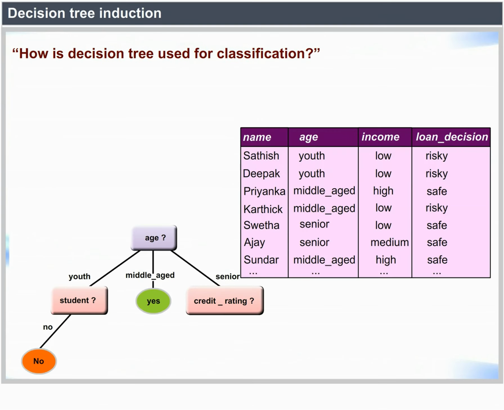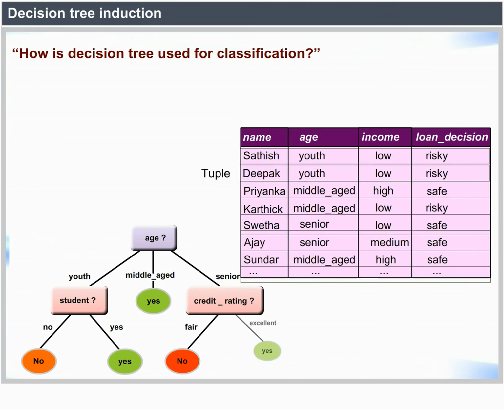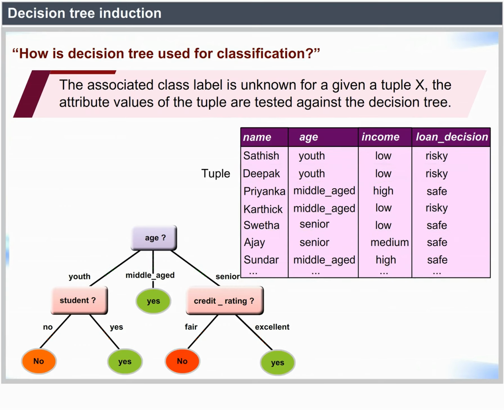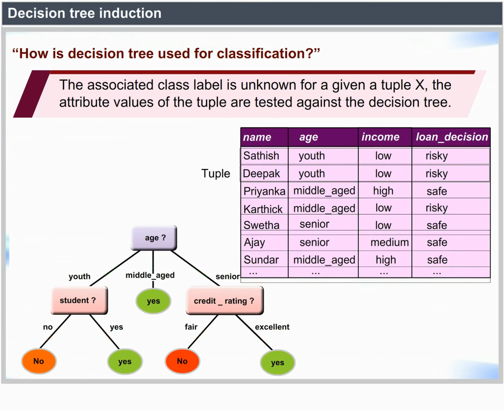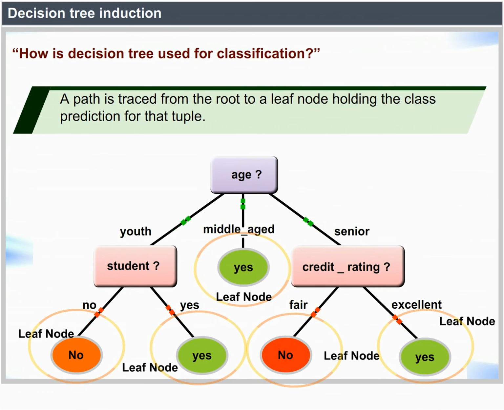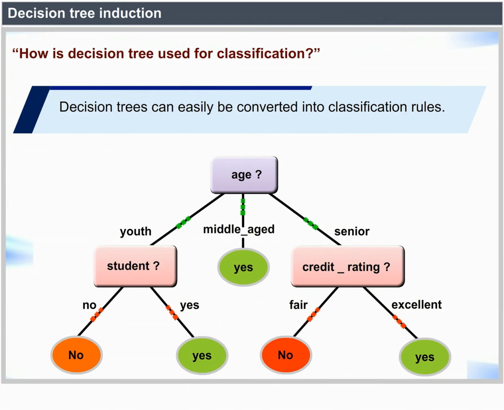How are decision trees used for classification? Given a tuple X for which the associated class label is unknown, the attribute values of the tuple are tested against the decision tree. A path is traced from the root to a leaf node, which holds the class prediction for that tuple. Decision trees can easily be converted to classification rules.